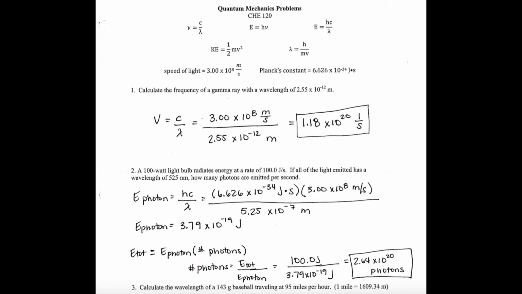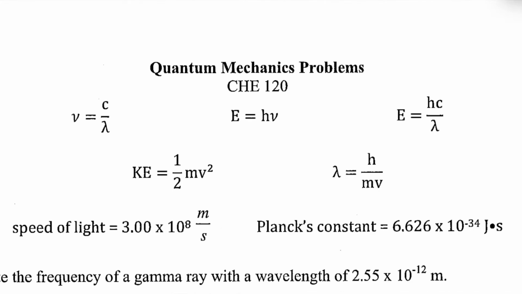In question number 2, we're told a 100-watt light bulb radiates energy at a rate of 100 joules per second. If all of the light emitted has a wavelength of 525 nanometers, how many photons are emitted per second? So in this question, we need to do a calculation about energy. Up at the top of our page, we have two energy equations. We have one equation that relates energy and frequency with Planck's constant, and a second equation that relates energy and wavelength using Planck's constant and the speed of light. In this case, because we know the wavelength, it's that second equation that we're going to be using.